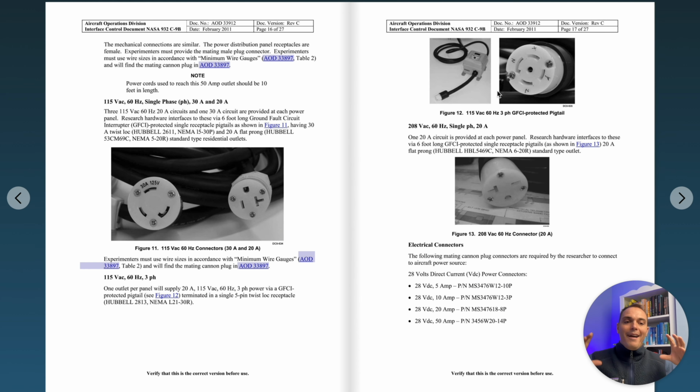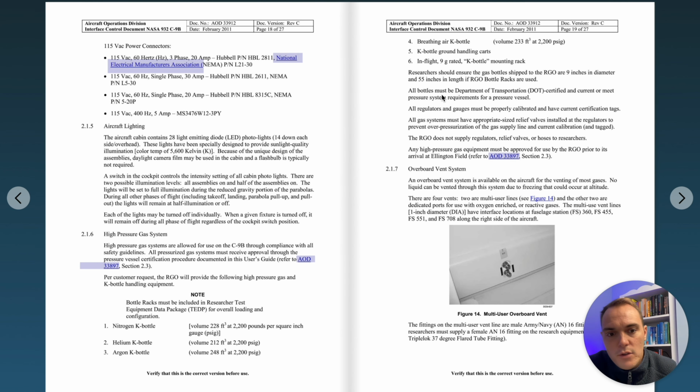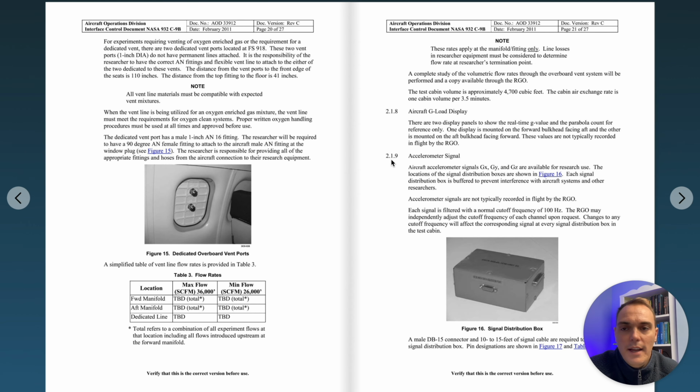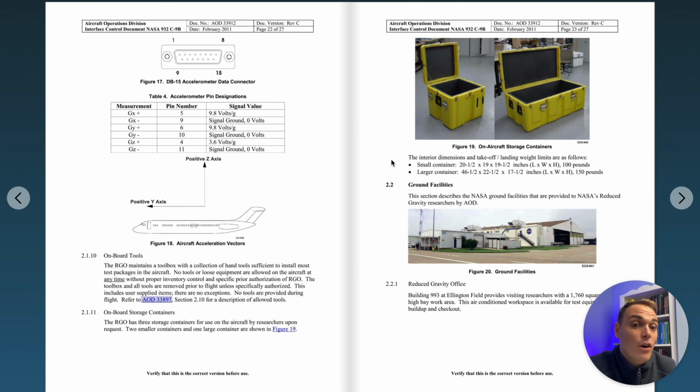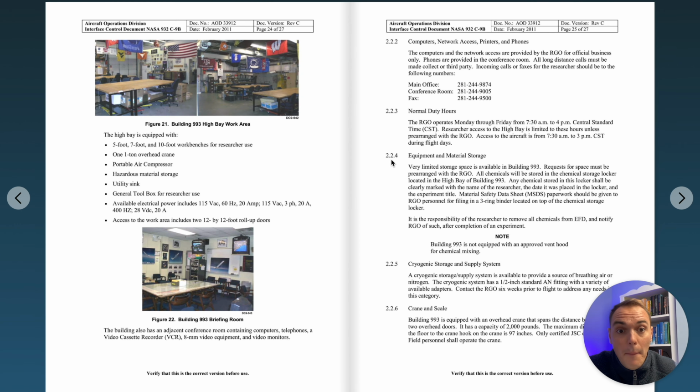So when we talk about integration, when we're integrating our kit into this piece of equipment, we need to understand these interfaces and how they integrate together in order to successfully run our experiment or the mission that we intend on doing. This interface control document runs you through all the key aspects of that. So we've got gas, lighting, it covers everything in the aircraft that you might need in order to conduct that experiment. Ground facilities, there's a bunch of different stuff.